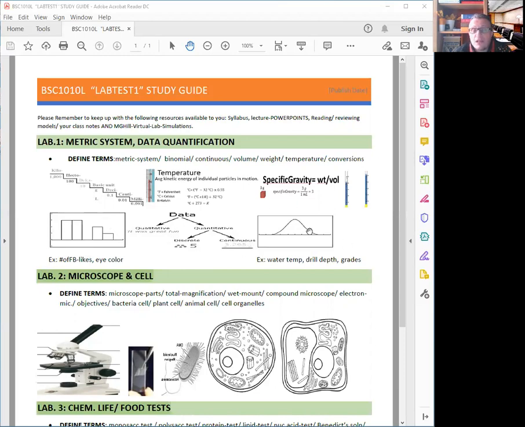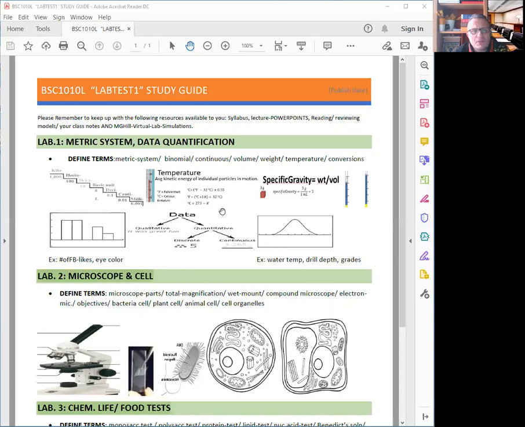Another type of data is continuous data, like water temperature, drill depth in the ocean, or grades in a class. As you see, this is a more normal distribution type of data. That's what we call continuous data. You can fit as many numbers here; they don't have to be whole numbers like binomial data, such as yes or no, yellow, blue, or pink colors. Make sure that you know the differences between these.